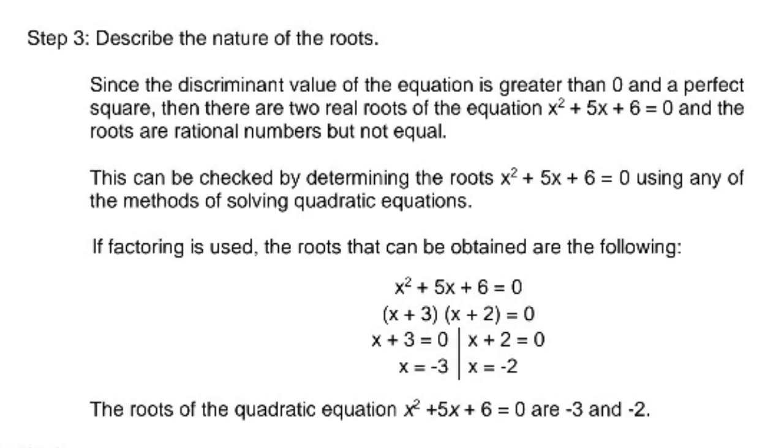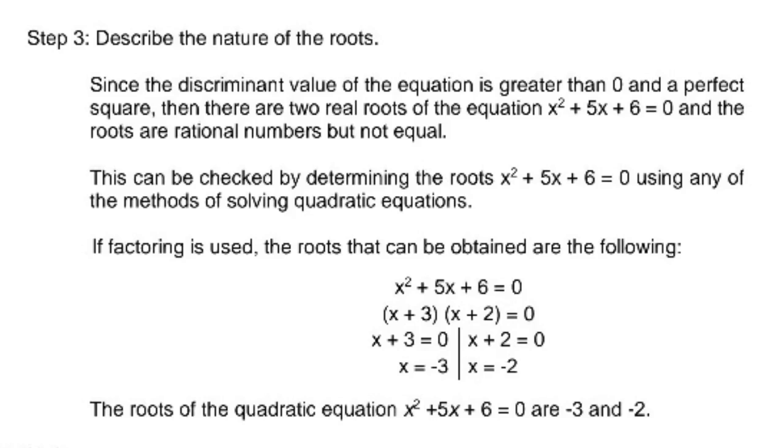Step 3, describe the nature of the roots. Since the discriminant value of the equation is greater than 0, positive, and a perfect square, then there are two real roots of the equation x squared plus 5x plus 6 equals 0, and the roots are rational numbers but not equal. This can be checked by determining the roots of x squared plus 5x plus 6 equals 0 using any of the methods of solving quadratic equations.